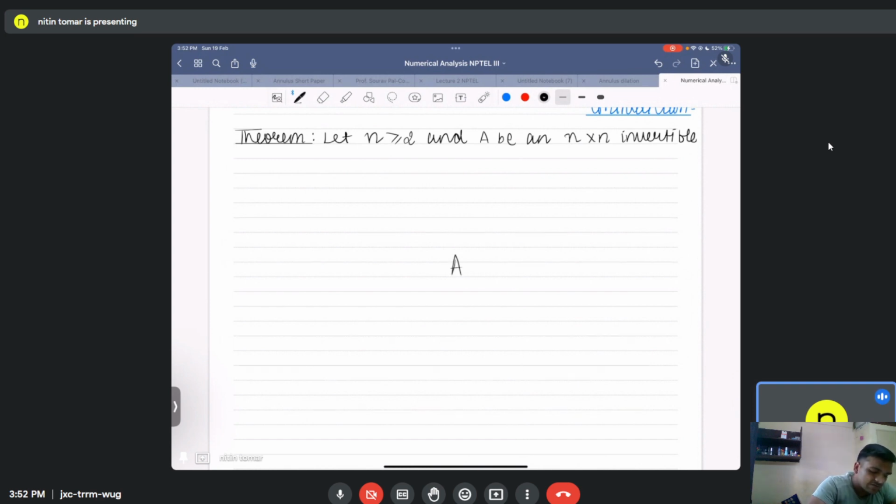So in general, what we have seen is that invertibility does not imply LU, correct? So what if we add something? Invertibility plus something, then it might have an LU factorization. Yes or no?